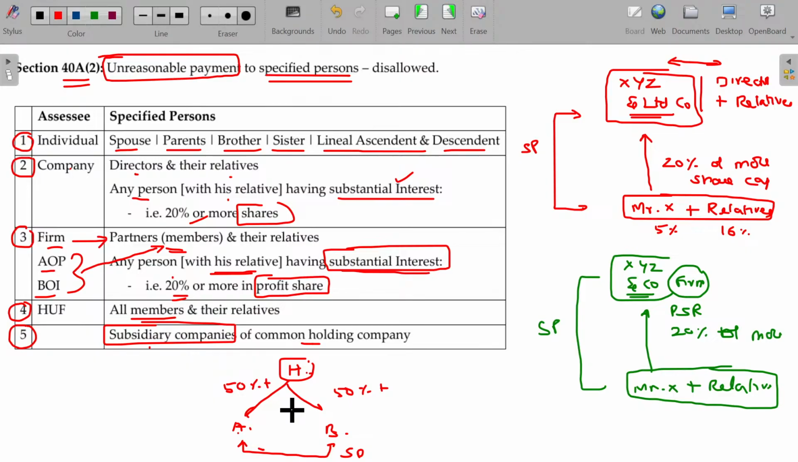So individual case, company case, firm case, HUF, and holding and subsidiary cases. In these cases, if you find that the person is your specified person and the payment seems to be unreasonable, that unreasonable extent will be disallowed. Clear? Come on, make a note of it.